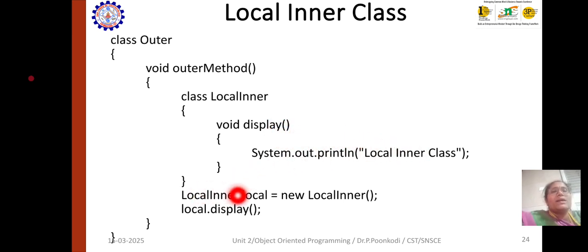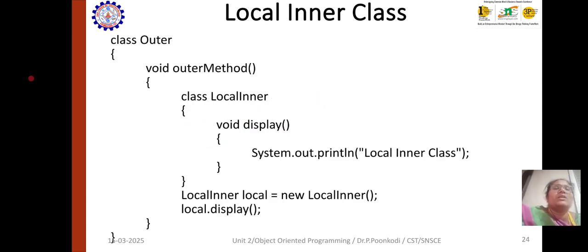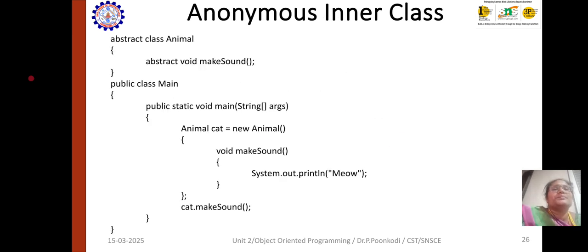Okay, local inner object equals new local inner. So if we call local dot display, it will directly call this display function. Then the main method. In the main method we create the outer class object, outer equals new outer, then outer dot outer method. At that time it will first call this method, and after that this particular object will call the display method to display this inner class value.